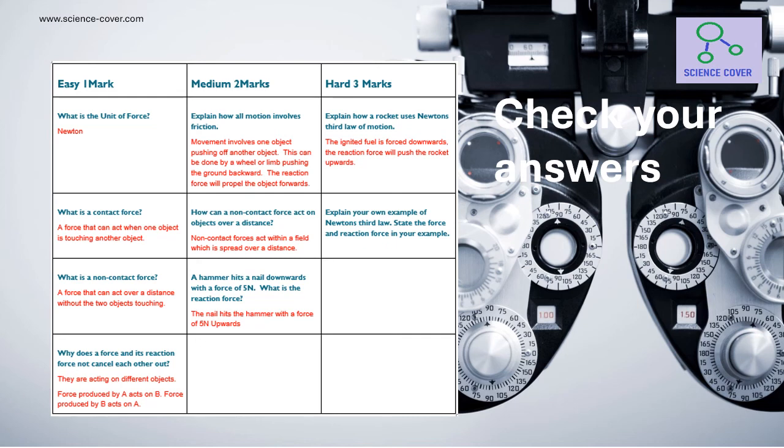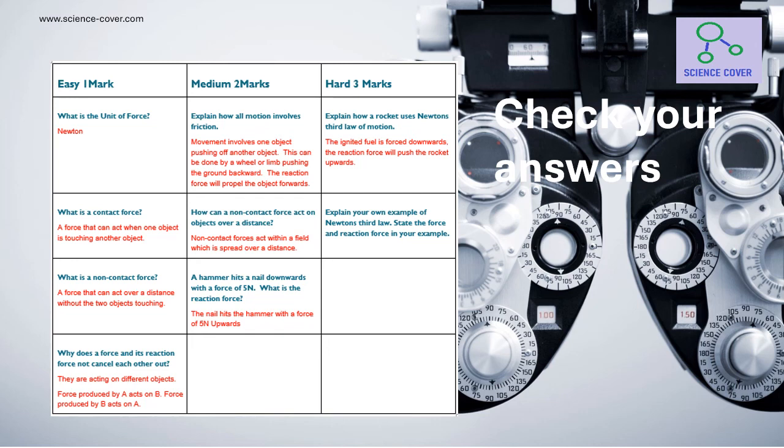Explain how all motion involves friction. Movement involves one object pushing off another object. This can be done by a wheel or a limb pushing the ground backwards. The reaction force will propel the object, person, or animal forwards. How can a non-contact force act on an object over a distance? Non-contact forces act within a field which is spread over the distance.